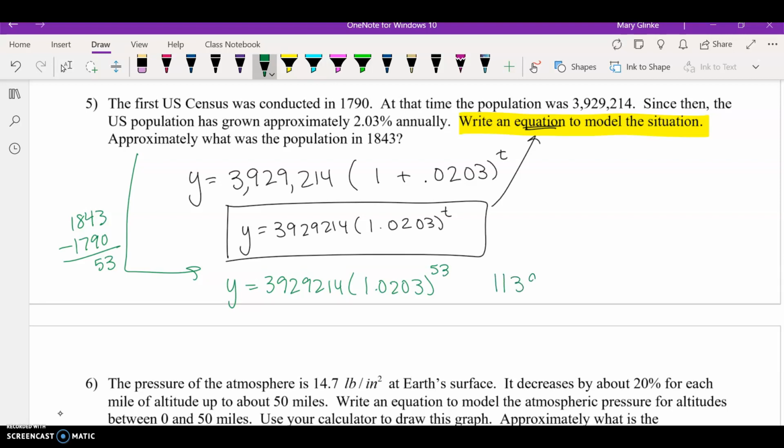You get 113,99444.16. But since we're talking about people here, we're not going to have any portions of people. We're just going to use 113,99444 for our estimate.